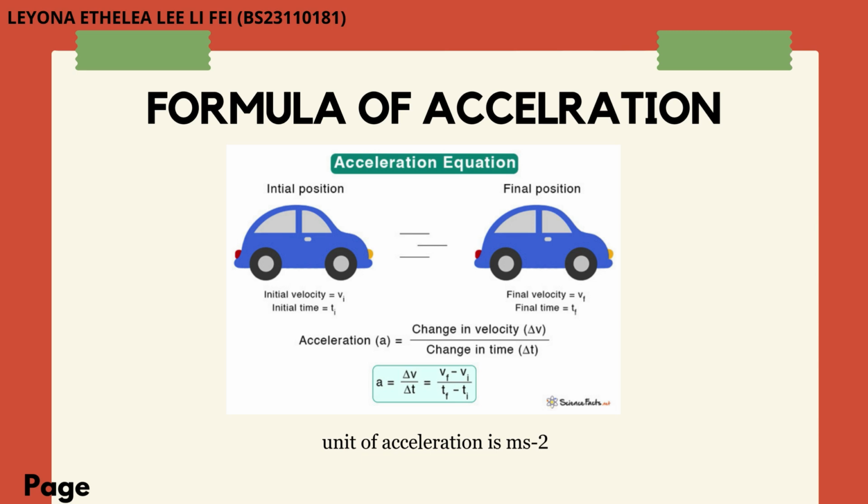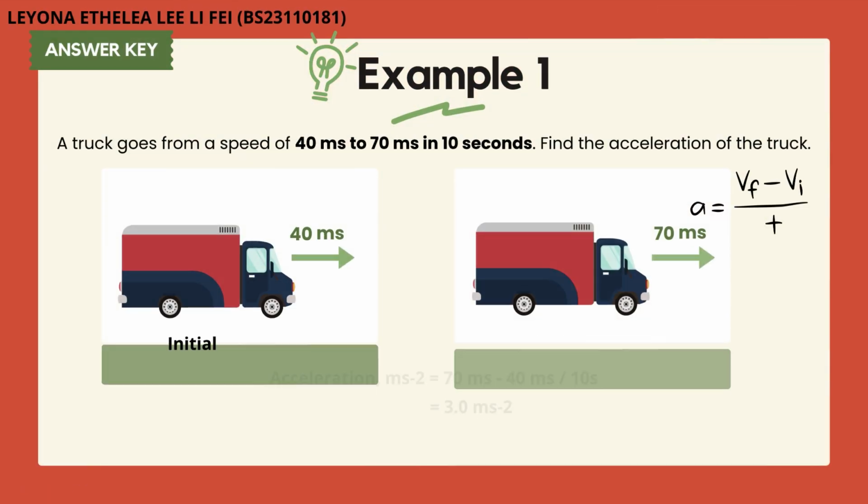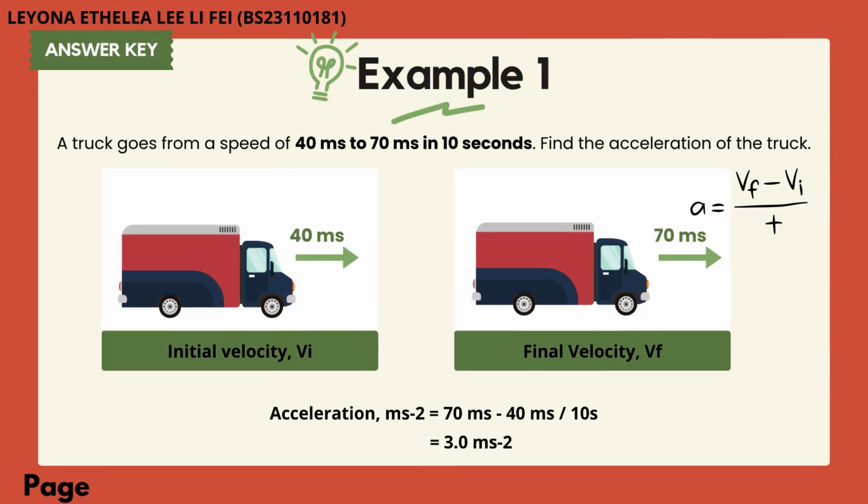Next is the formula of acceleration. As I mentioned before, the acceleration formula is acceleration equals the change in velocity, delta v, or it can be delta w, over the change in time, which is delta t. So the unit of acceleration is m/s². The last two slides contain questions for understanding and to solve problems.